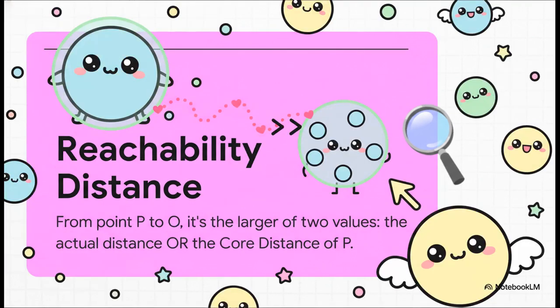Simple as that. Next up, we have reachability distance. You can think of this as the cost of getting from one point to another. It's defined as whichever value is bigger: the actual straight-line distance between the 2 points, or the core distance of the point you're starting from. This little rule is so clever because it basically says you can't just teleport out of a dense cluster. You have to climb out of that dense neighborhood first, which helps smooth out the final map.